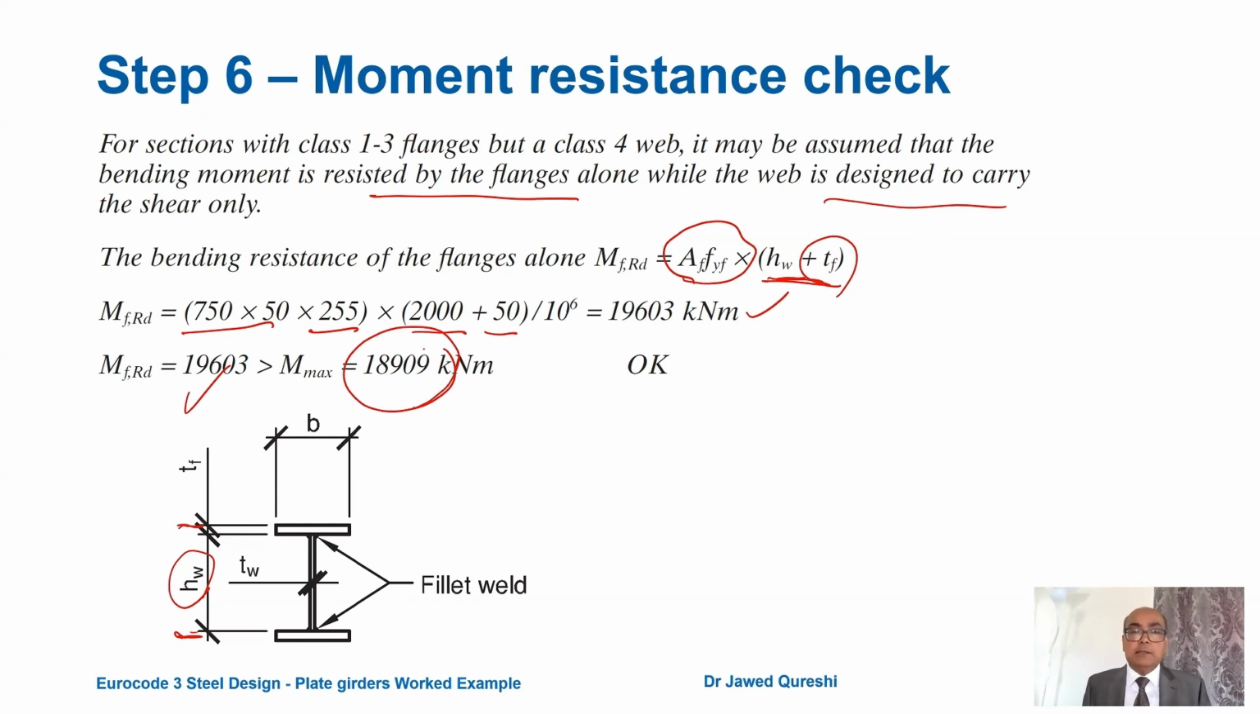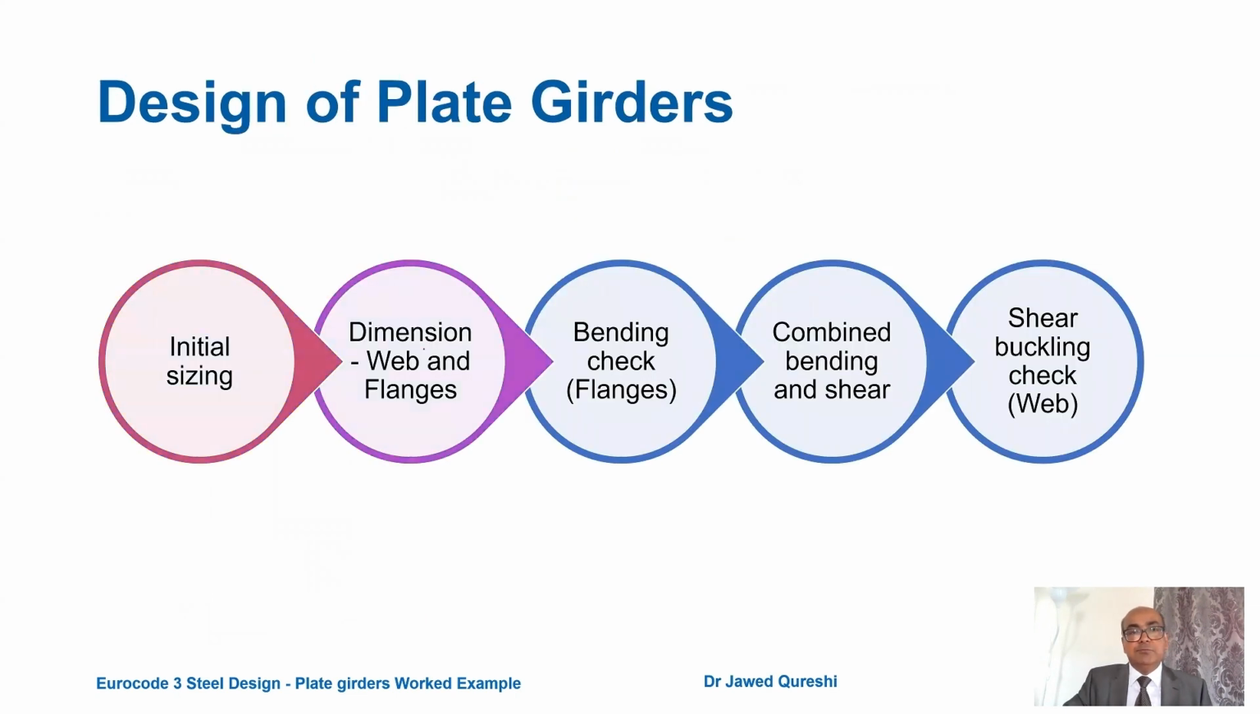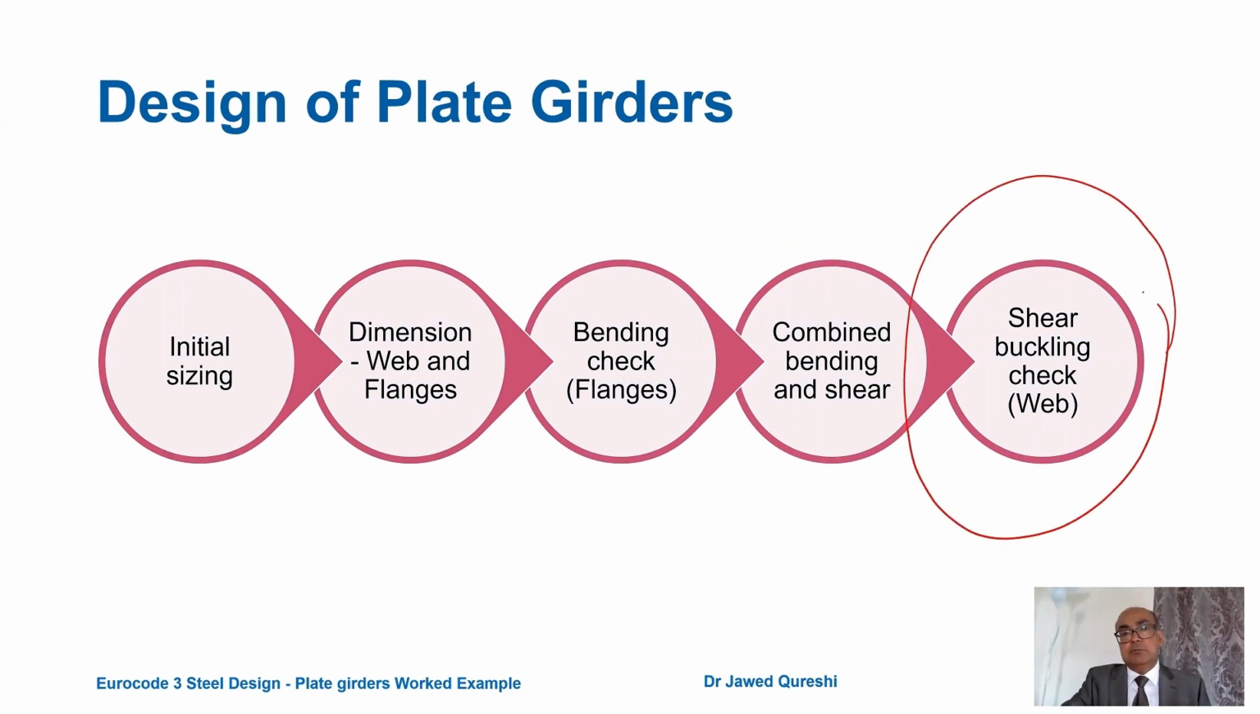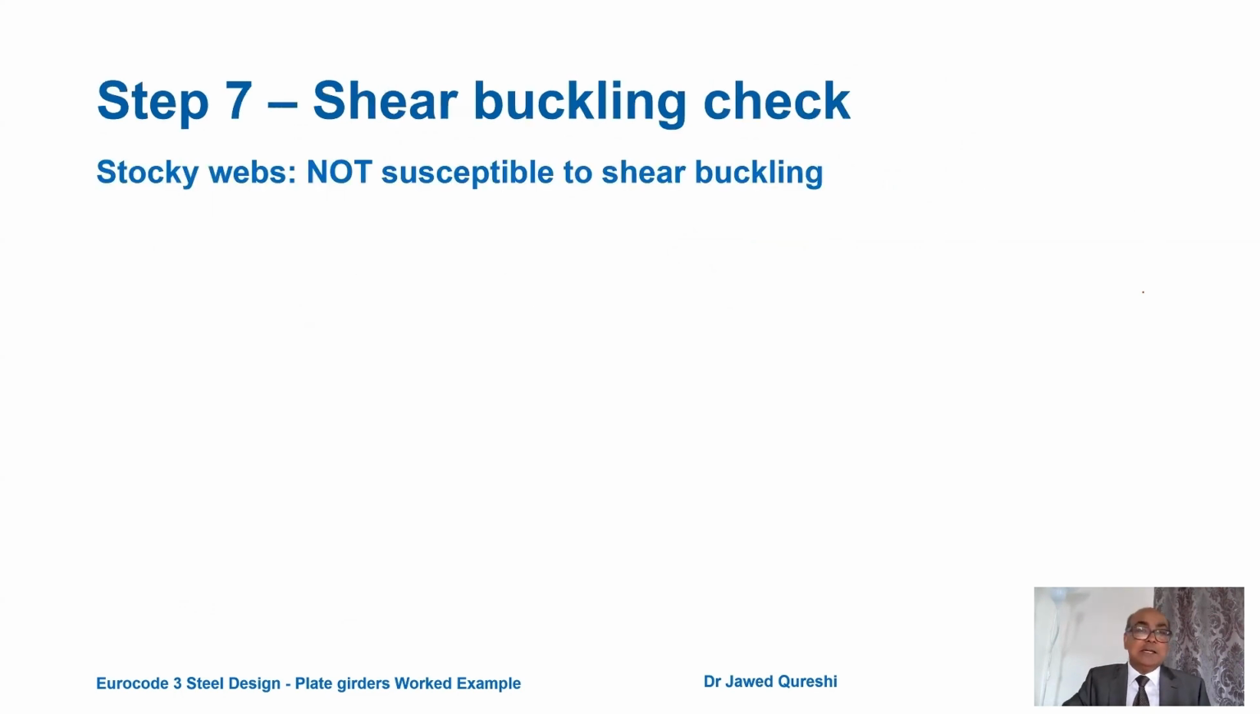If the section is not fine in moment, then we increase the area of flange so that it provides sufficient moment capacity. Once these 4 stages are gone, then we have to check shear buckling of web, and then we will design the stiffeners as well. Now this will be our main topic here. The design of plate girders will be controlled by shear buckling of web, and you will see we will have lots of calculations here. Now how do we check shear buckling?